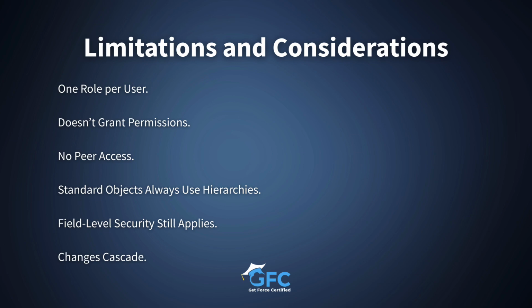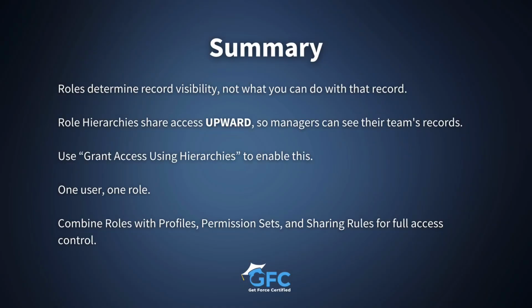And changes cascade, so if you move someone higher up in the tree, they'll suddenly see more data, so please be careful. Let's wrap this up with a couple of the things that you need to remember. Roles determine record visibility, not what you can do with that record. Role hierarchies share access upwards, so managers can see their team's records. The Grant Access Using Hierarchies setting must be enabled to do this. Now it's on by default for standard objects and it can't be turned off. However, for custom objects, it can be toggled on and off. And remember, it's one user, one role, so keep it simple. You can combine roles with profiles, permission sets, and sharing rules for full access controls.